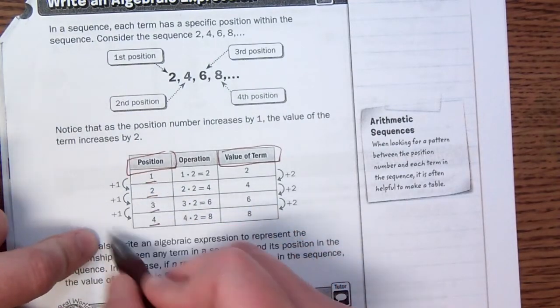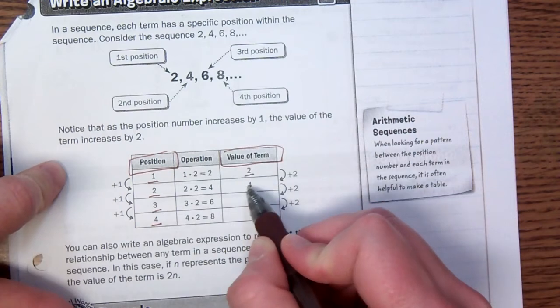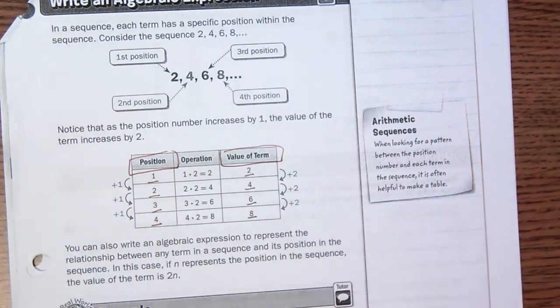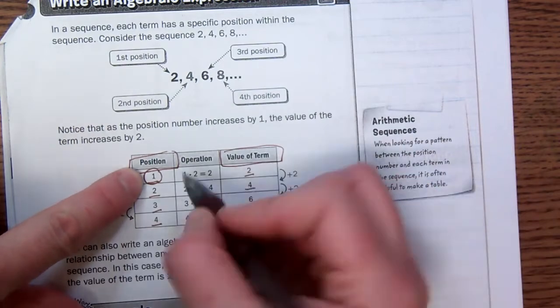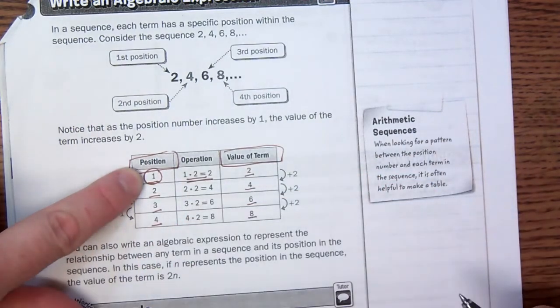So it's always going up by 1 over here. And over here, maybe your term is going up. Oh, look, it's going up by 2. So what's really happening? What are you doing to the first number to get 2? Well, you're multiplying it by 2. 1 times 2 is 2.